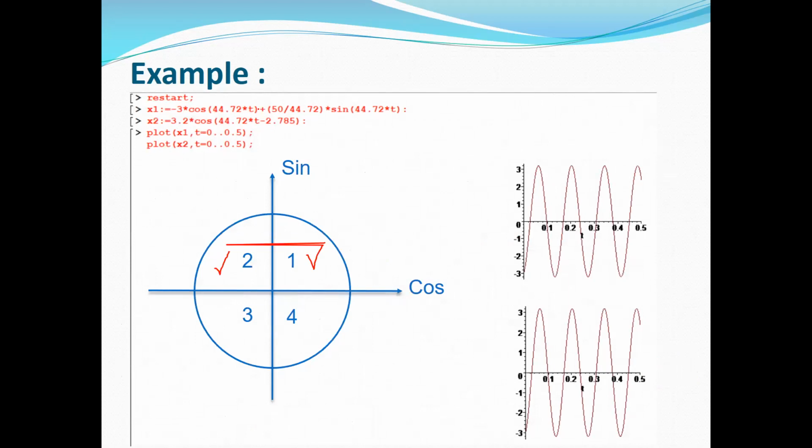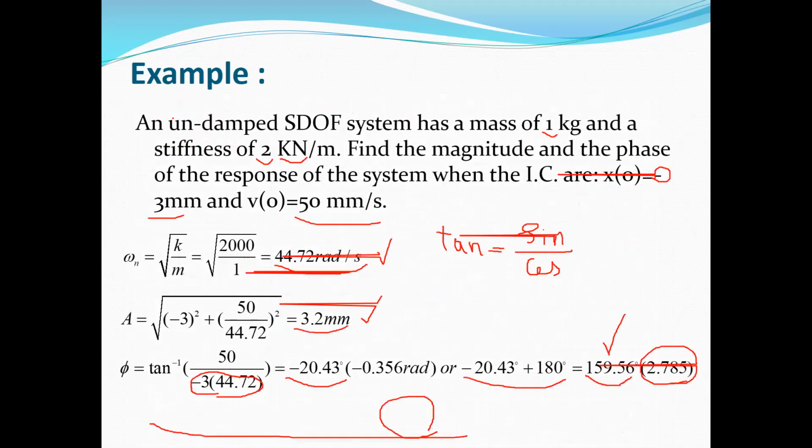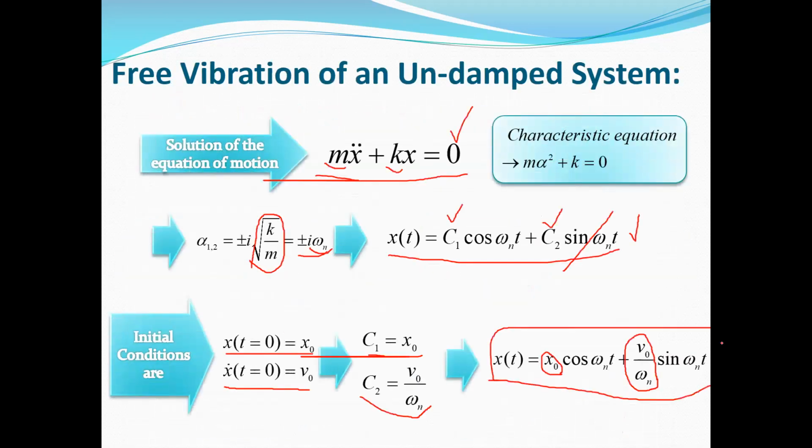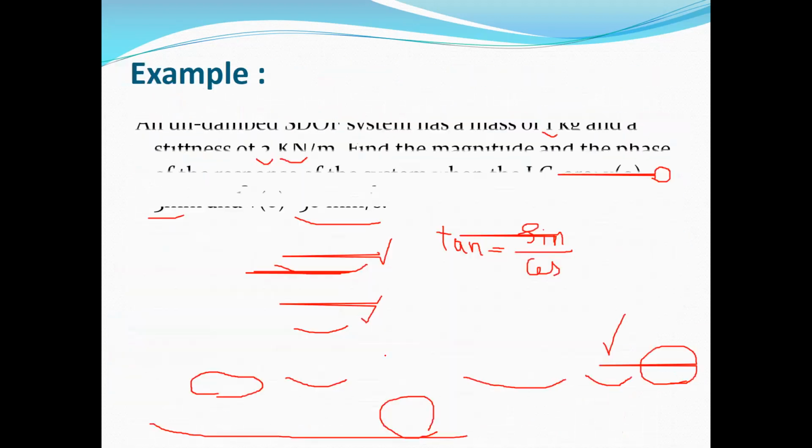If you plot the response, x1 is in the form of cosine and sine. I mean, you can substitute into the general form of your response, which is x naught times cosine. Let me show you. This is the general form, x(t) in the cosine and sine function. x1 is using this equation. I mean, x naught times cosine omega n t, where omega n is calculated as 44.72. v naught is the initial condition and x naught is the initial condition as well. So we're using this equation.